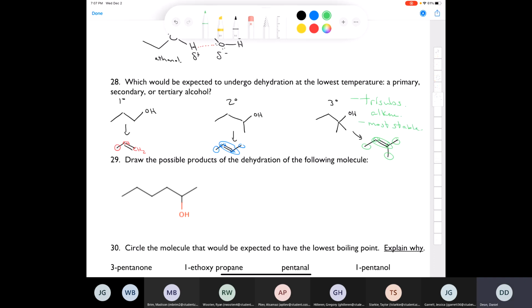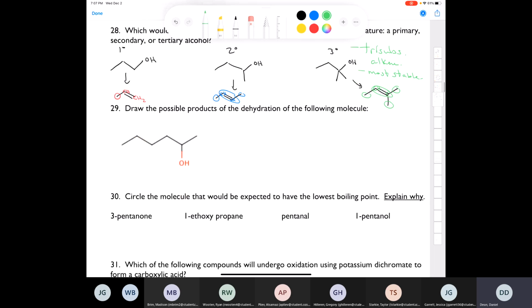And if it's more stable, then it's going to be formed first. Okay, it's going to undergo dehydration at a lower temperature. The activation energy won't be as high. It's another way to put it. Okay, the activation energy is just lower. All right, so kind of a conceptual question and a fun question. Well, let's get some more practice in drawing dehydration products.